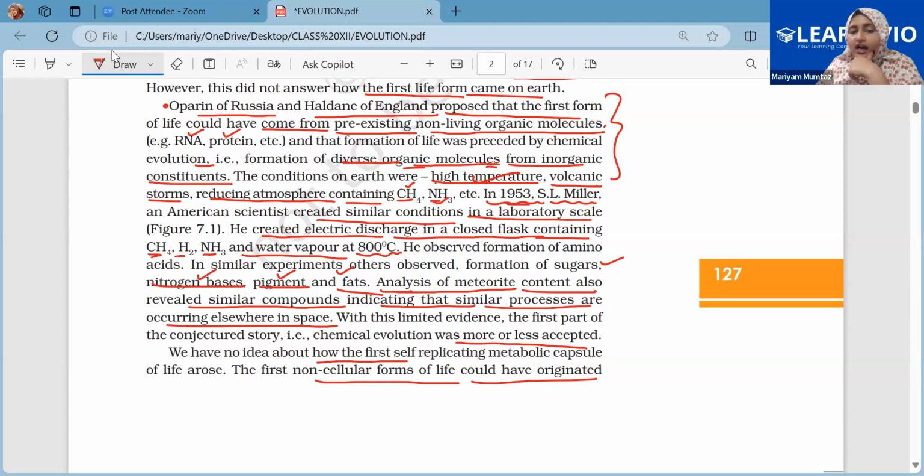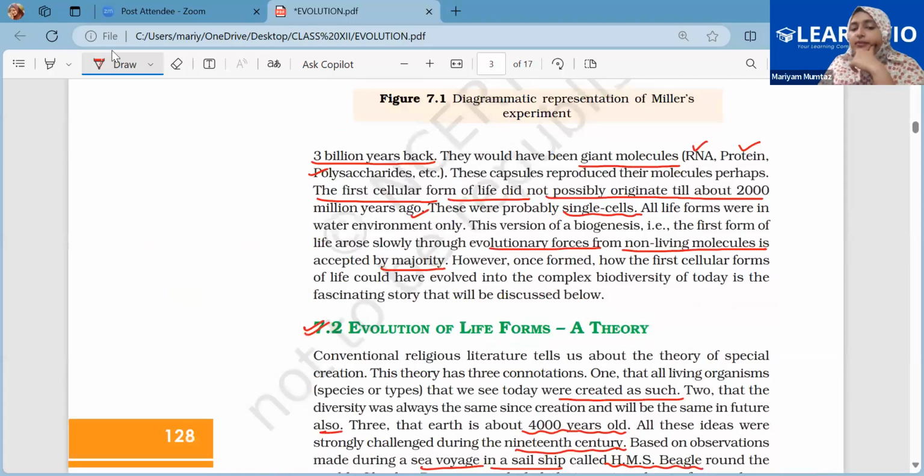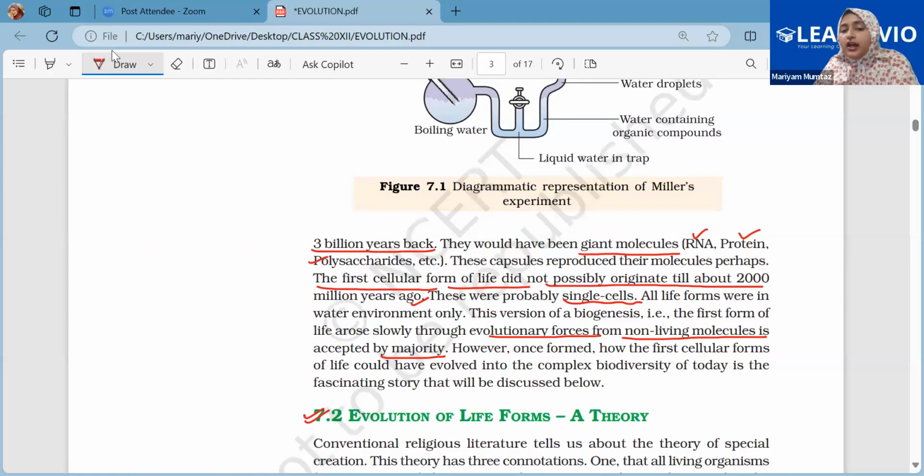We have no idea how the first self-replicating metabolic capsule of life arose. The first non-cellular form of life could have originated 3 billion years back. They would have been giant molecules such as RNA, proteins, and polysaccharides. All of these are non-cellular because these are non-living. Now, these capsules reproduce their molecules.